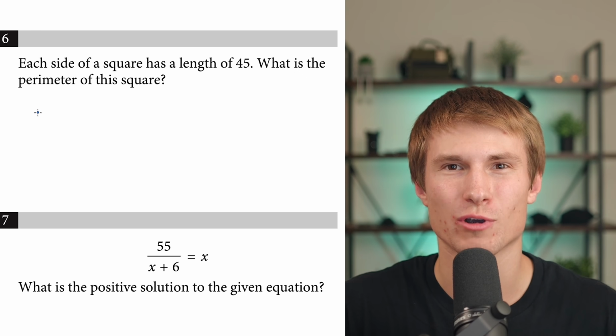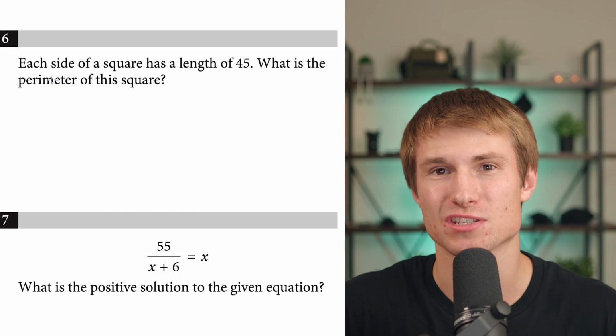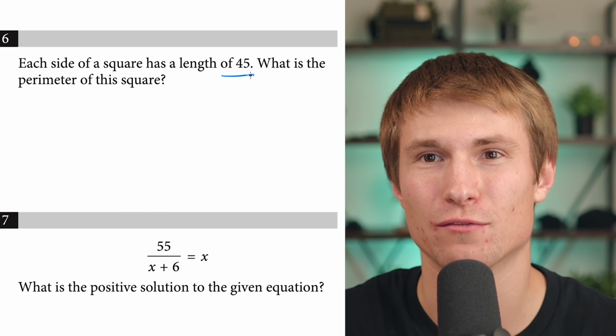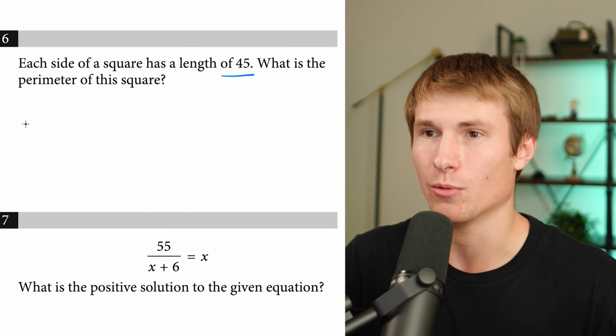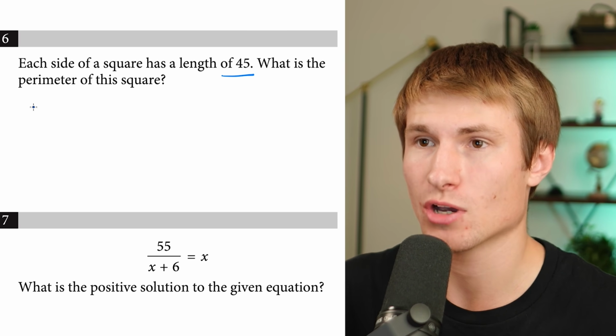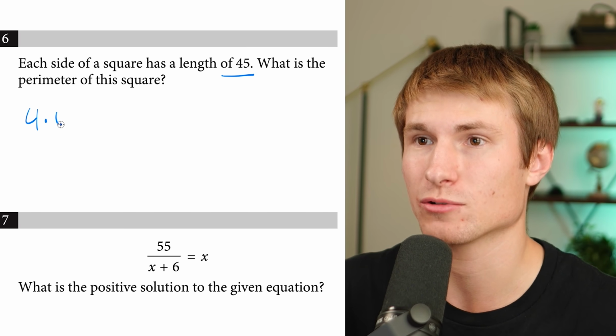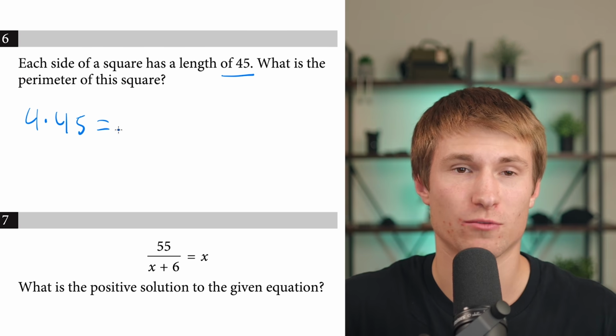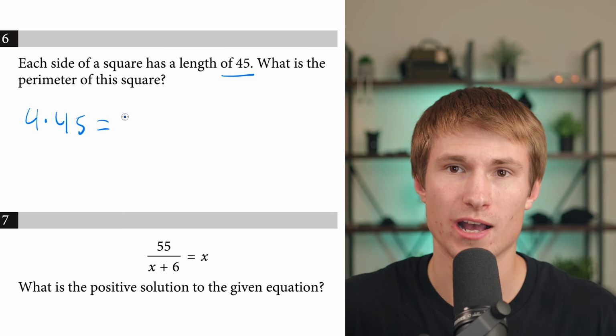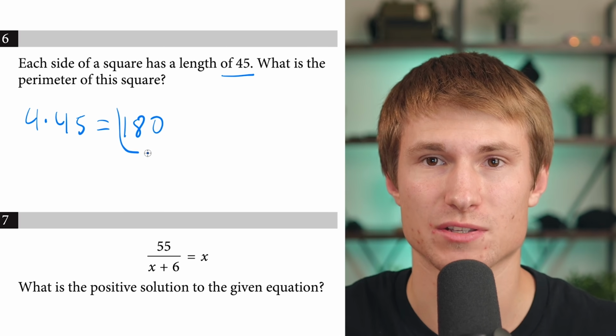Here's how to solve this question about perimeters on the SAT. Question 6 states each side of a square has a length of 45. What is the perimeter of a square? Well, we know a square's sides are all the same, so the perimeter will just be 4 times the side length, which we know is 45. We can go ahead and put 4 times 45 in our calculator, or you can just do it in your head, and you're going to get 180 for your answer as the perimeter of the square.